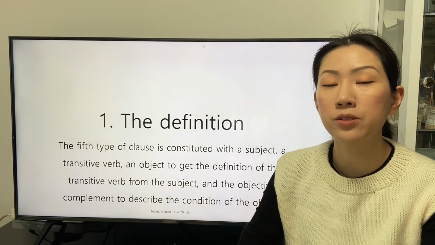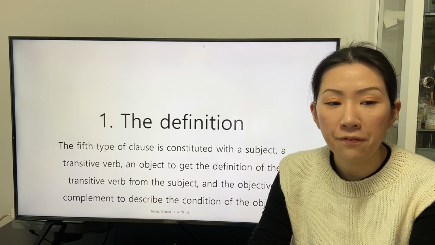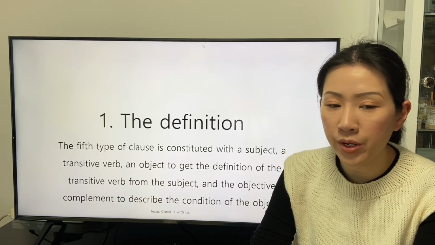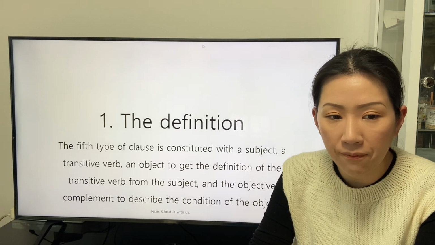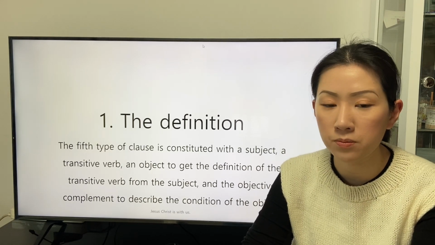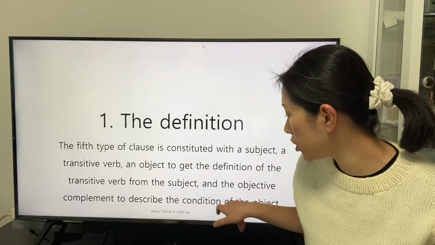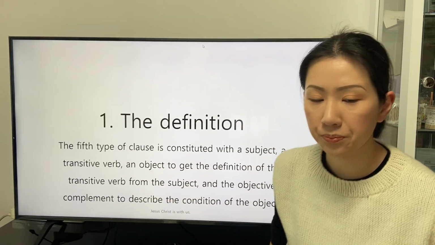From now on, we will study the fifth type of clause. The fifth type of clause is constituted with a subject, a transitive verb, an object to get the definition of the transitive verb from the subject, and the objective complement to describe the condition of the object.